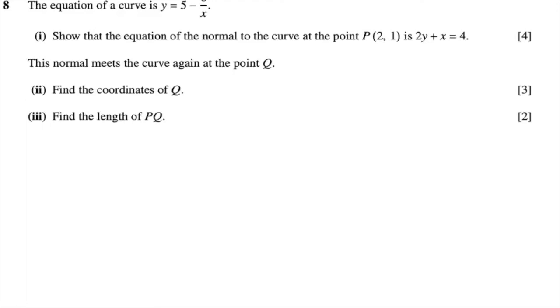The equation of a curve is y equals 5 minus 8 over x. Show that the equation of the normal to the curve at the point P(2, 1) is 2y plus x equals 4. So this is 2y equals negative x plus 4, so y equals negative x over 2 plus 2.